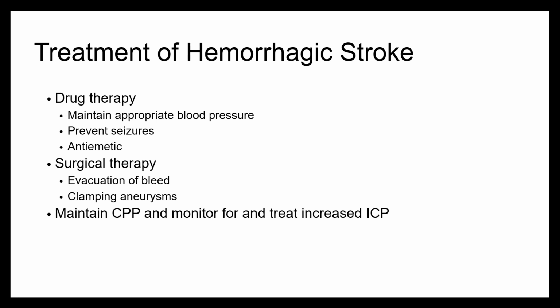Overall goals for the patient with the hemorrhagic stroke: once the bleeding is under control, we're going to focus then our efforts at maintaining cerebral perfusion pressure and then monitoring for and treating any signs and symptoms of increased intracranial pressure.